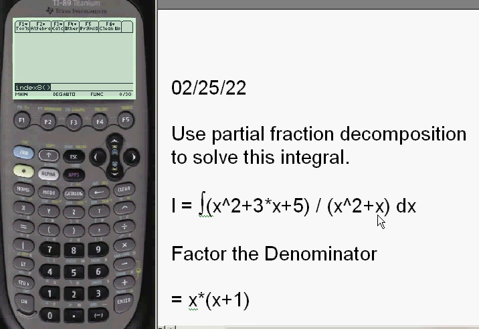Also, remember that if you can factor the denominator, then it is a partial fraction decomposition problem. If you can't factor it, then it could be something else, integration by parts or substitution or something else, but not partial fractions. So when we factor the denominator, it comes up to this right here, x times the quantity x plus 1, and so then you can use partial fractions on this.